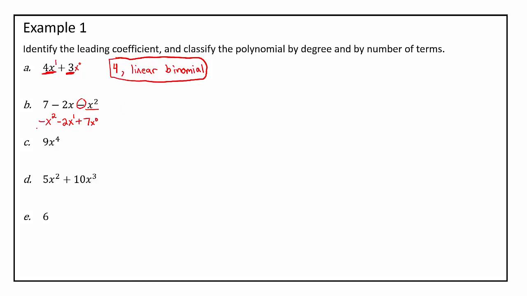That means our leading coefficient is what's in front of x squared. Since there's not a number there, but there is a negative, that means -1. Our largest degree is this squared, and squared means quadratic. And then it has 3 different terms, so this would be a trinomial.